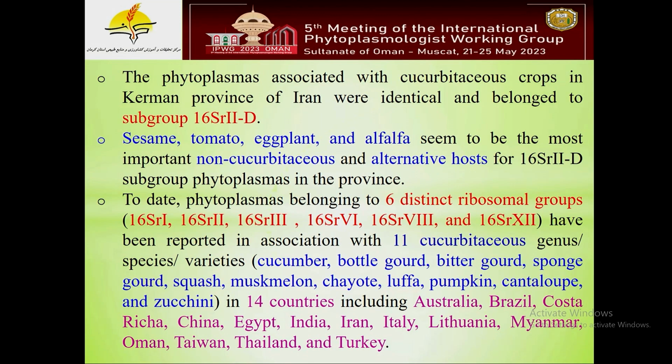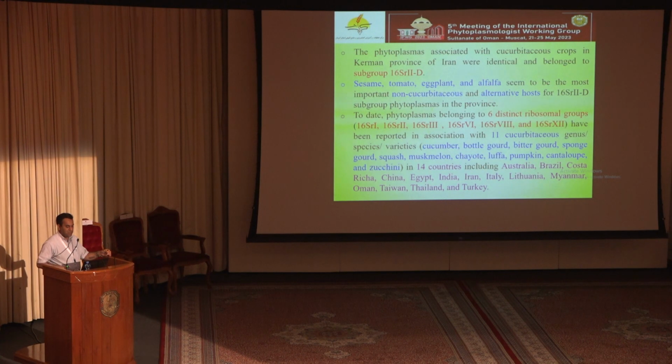In previous research, we found many plants infected by this phytoplasma group, as you see: sesame, tomato, eggplant, and alfalfa. So these are the most important non-cucurbitaceous hosts, I mean alternative hosts, for this important phytoplasma subgroup in Iran.